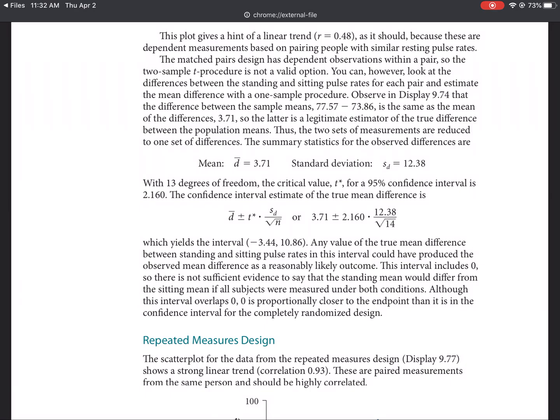So they once again ran a confidence interval, and you can see that the numbers are quite a bit different. This time we have negative 3.44 to positive 10.86. The big difference here between the last one and this one is that the range of values has decreased immensely. We have way, way, way more precision now. However, the result has not changed. Since 0 is in the confidence interval, there is still nothing statistically significant about this result.